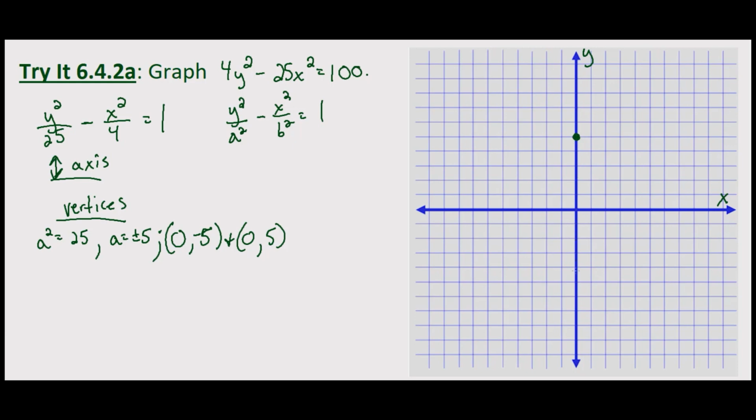(0, 5), (0, -5). b squared, we know, is 4, so b equals plus or minus 2. And that's going to give us (-2, 0) and (2, 0). So we go ahead and plot those, and then we make our box.